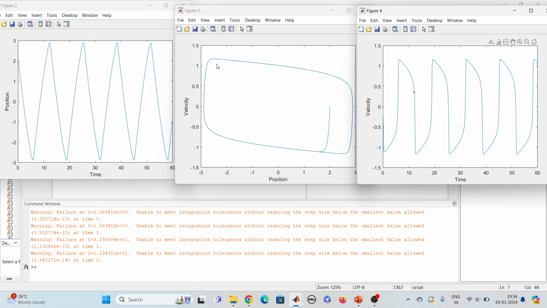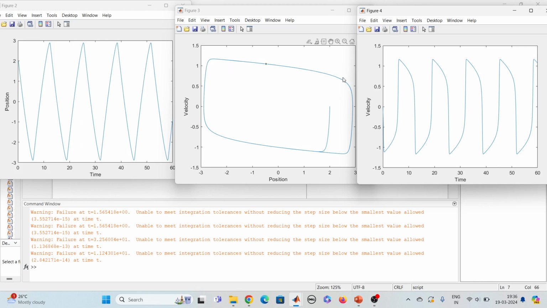You can also have an explanation from here. Here you can see that the velocity is changing almost in a horizontal fashion, right? Horizontal fashion means that the change in velocity is very small for a very big change in position.